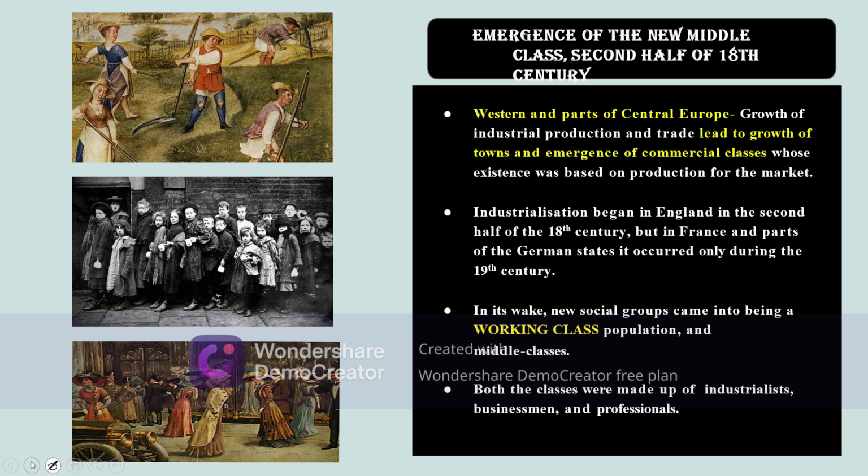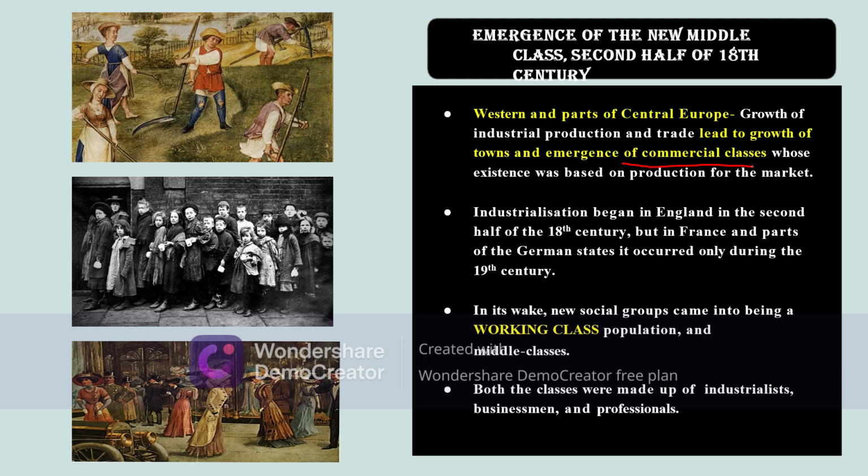Emergence of the new middle class, second half of the 18th century. Now let us look at what happened in the second half of the 18th century. Western and parts of Central Europe: growth of industrial production and trade led to growth of towns and emergence of commercial classes. So, as soon as there was an increase in industrial production and trade, it led to the emergence of commercial classes. Commercial classes refer to the people who worked in these production industries.